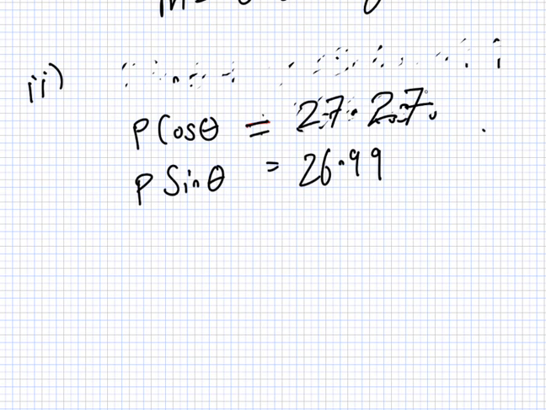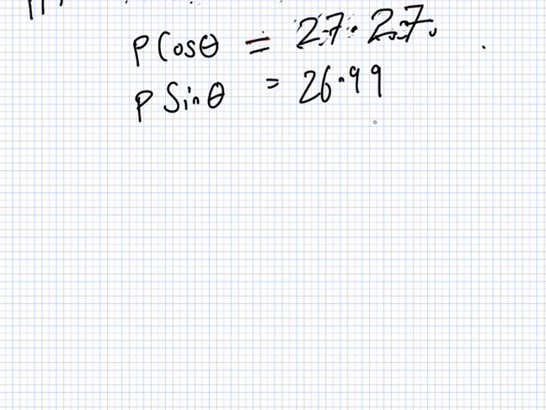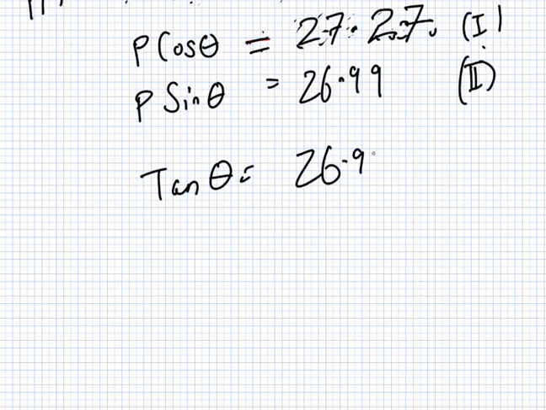Now, how do you solve these two equations? We're looking for P and theta. How do I solve these? That's one way to do it. I think dividing I would prefer. So what I do is the second equation divided by the first equation. What's sine divided by cos? It's tan, and P divided by P is 1. So you get tan theta equals 26.99 over 27.27. So can you tell me what the theta is? You do tan inverse.